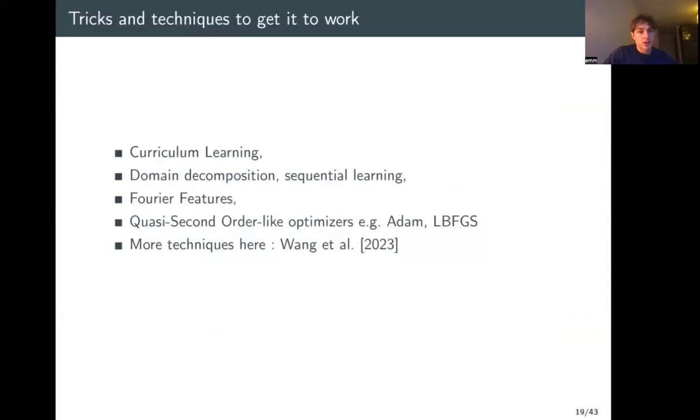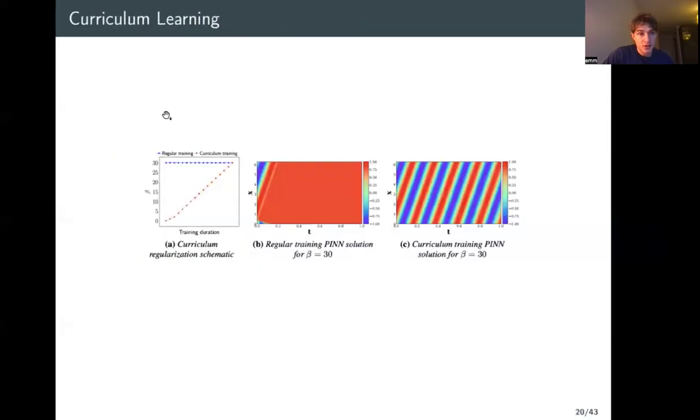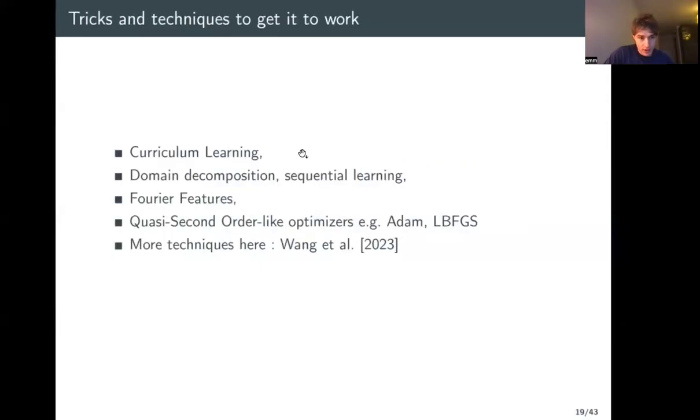To solve this problem, there are a certain number of tips and tricks that are used, and I'm going to go through a few of them. I'm going to go quite quickly.